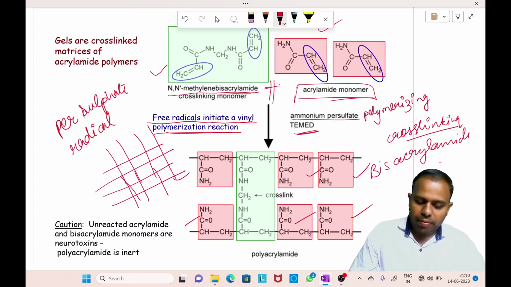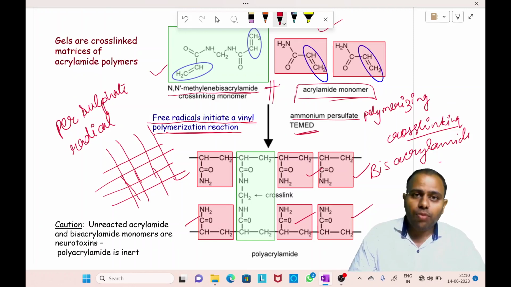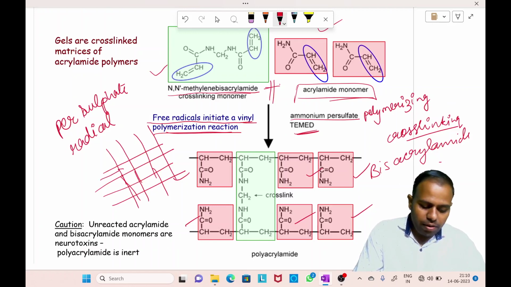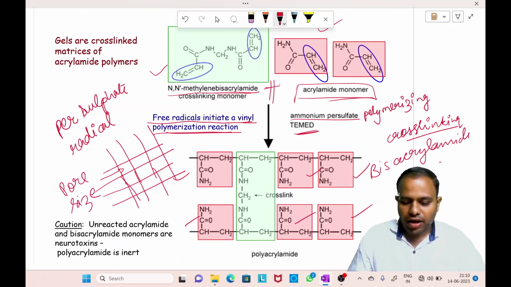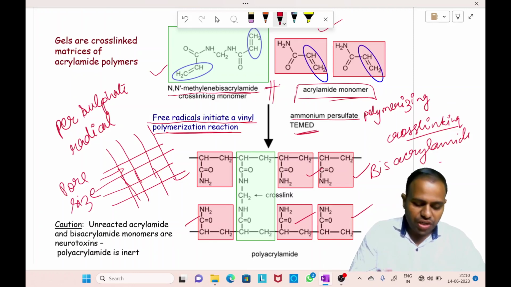Why polyacrylamide? Because the number of acrylamide molecules taking part in the gel formation is more. The more the concentration of acrylamide that you are using, the smaller will be the pore size, because the higher concentration will result in a more meshy network that will create a gel with a smaller pore size.